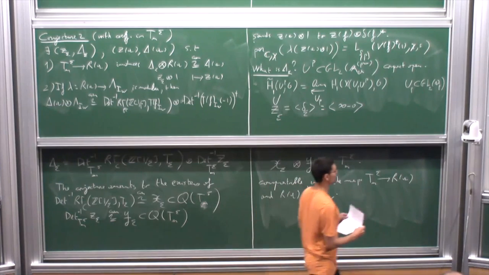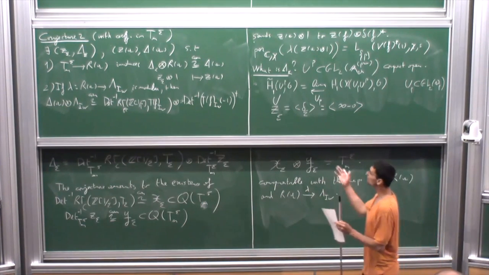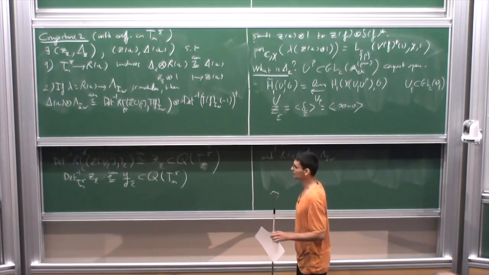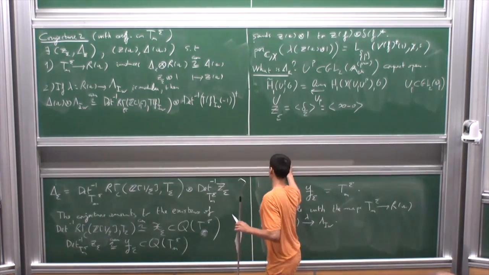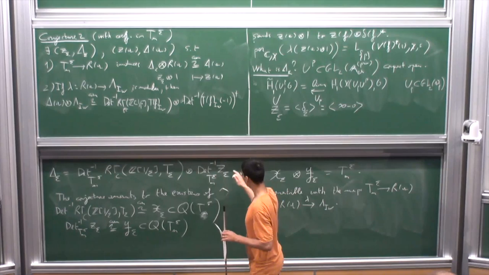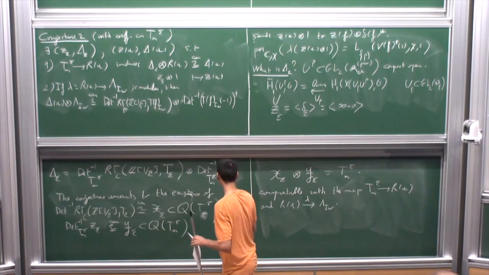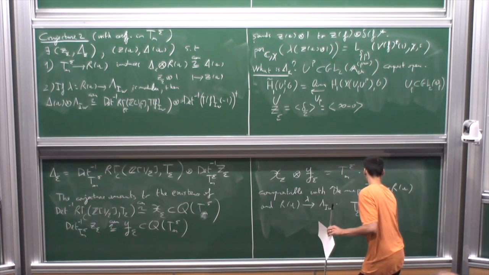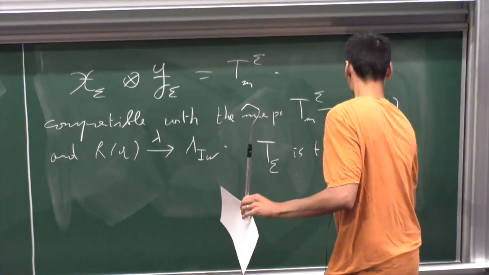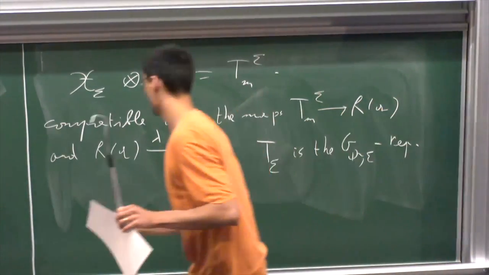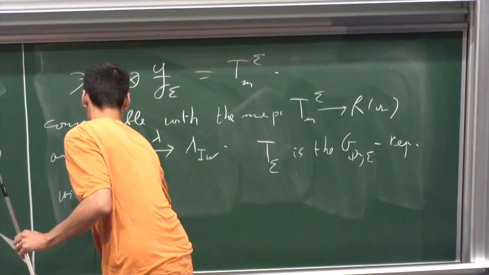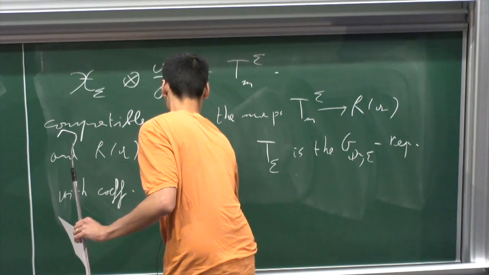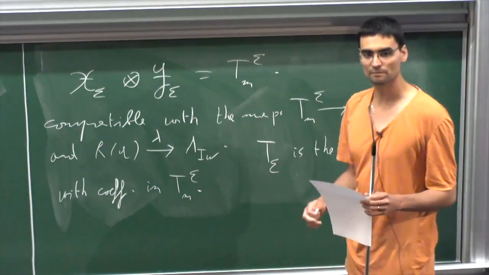So before stating a theorem on this conjecture, let me illustrate it by going back once again to our example. Could you remind me what is the T subscript sigma? Yeah, so T subscript sigma is the Galois representation with coefficients in the Hecke algebra. So it's the big Galois representation.